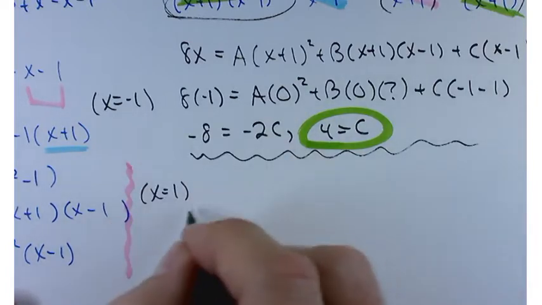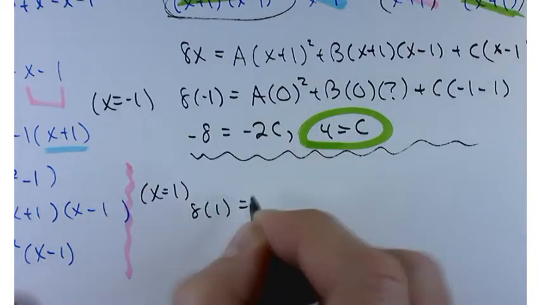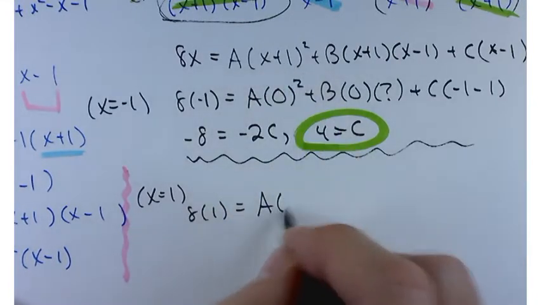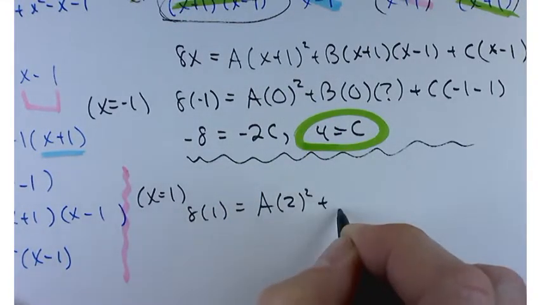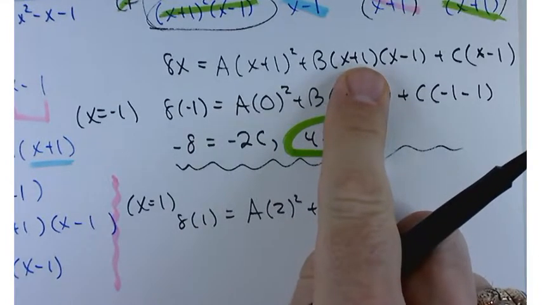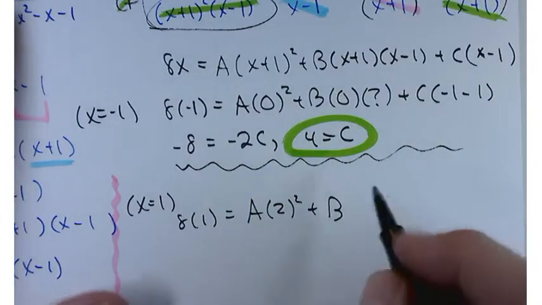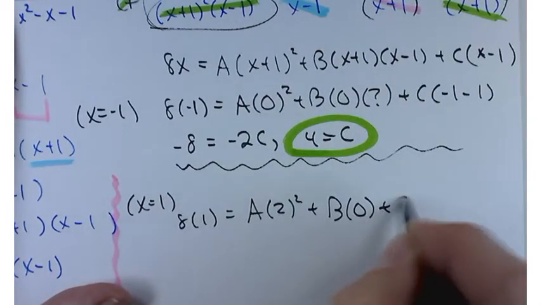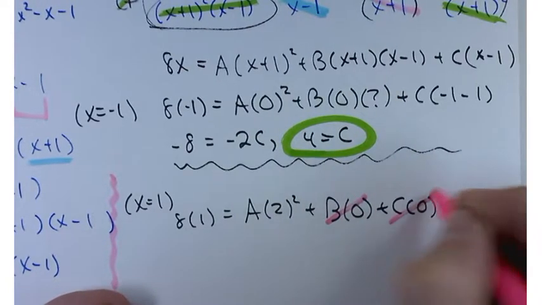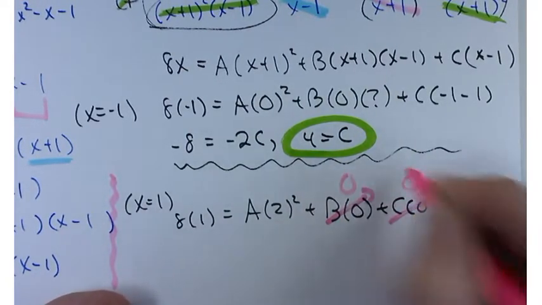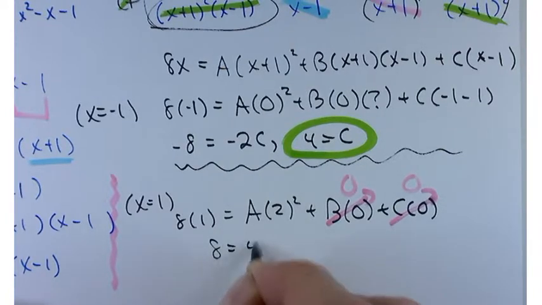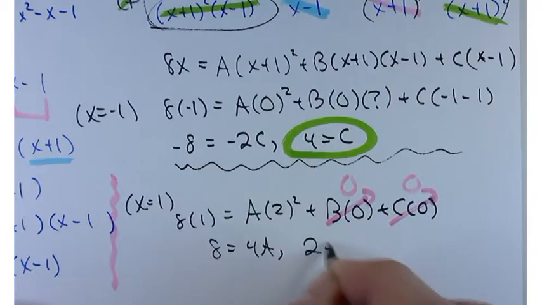So that gives me 8 times 1 equals a times 2 squared. What's going to happen to b and c if we choose x equal 1? b times 0 plus c times 0. In other words, both of those cancel. So we get 8 equals 4a, or 2 equals a.